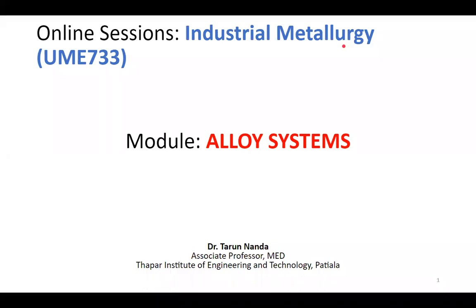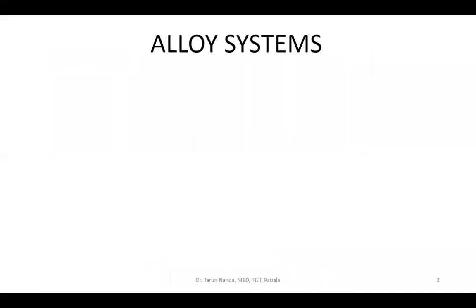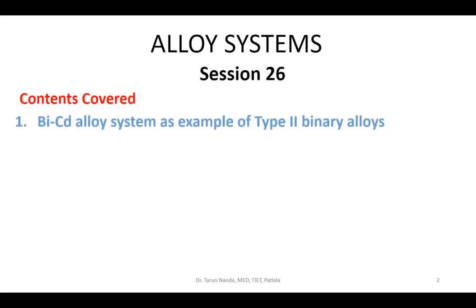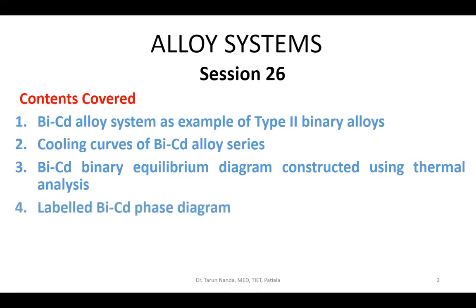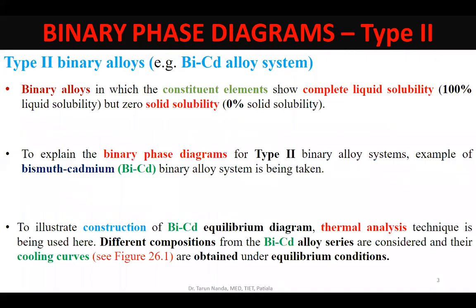Okay, students, this is session number 26 on industrial metallurgy, and we'll continue our discussion on type 2 systems. This is what we are going to cover in this particular session. Mainly, we'll see how we construct the equilibrium diagram of bismuth cadmium alloy systems as an example of type 2 systems. And finally, we'll show you the neat and labeled bismuth cadmium equilibrium diagram.